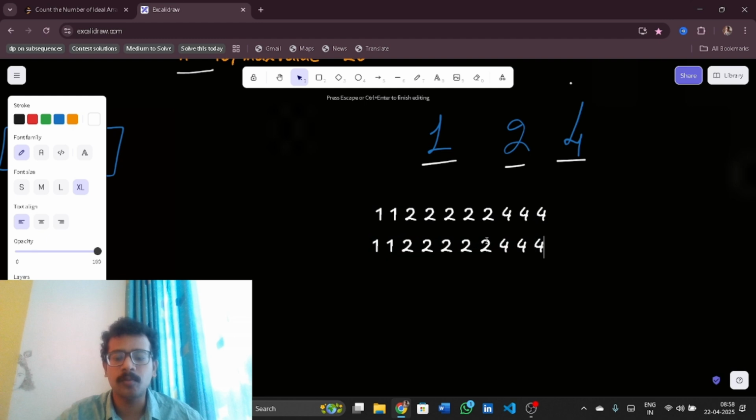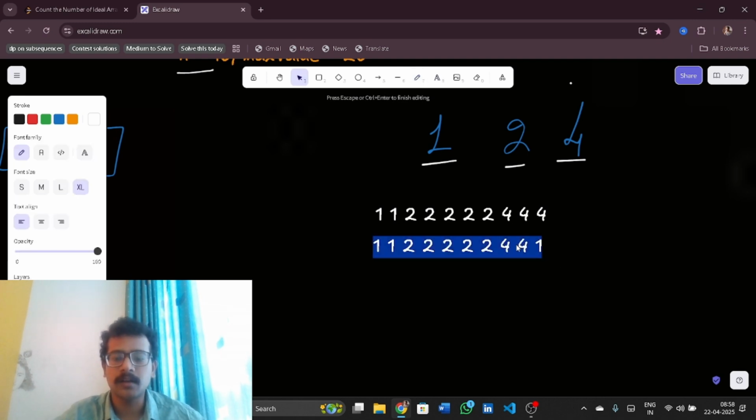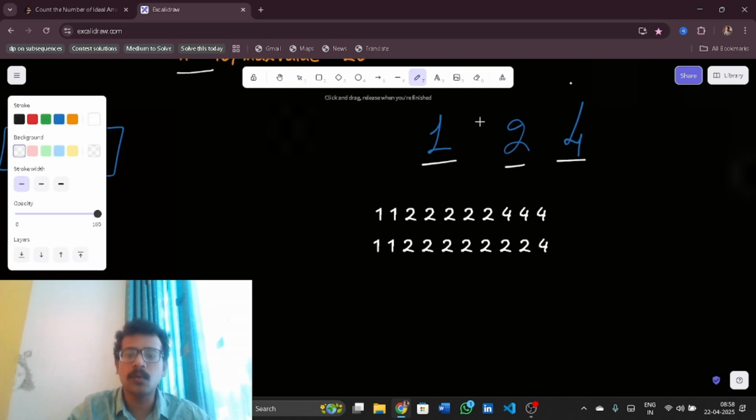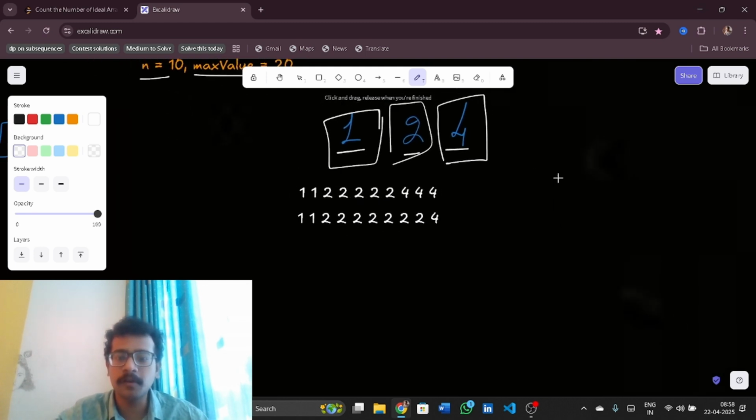Right. Now, I am removing this 4. Can I place a 1 here? Absolutely not. Why? Because 1 is not divisible by 4. So it is not good. I can place a 2 here, then I can place a 2 here, and also can I place a 2? No. Why? Because I am taking a sequence in which I include 1, then I'll include 2 and then I'll include 4. And I'll tell you the formula for this combinatorics.